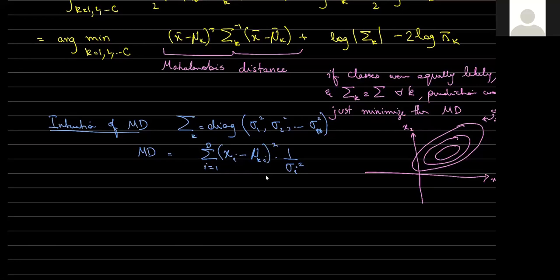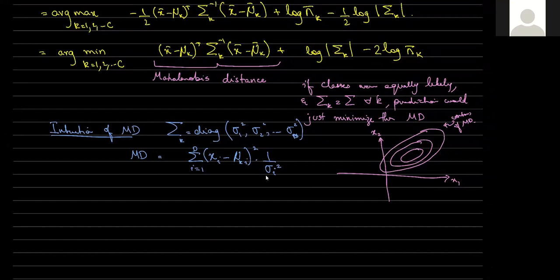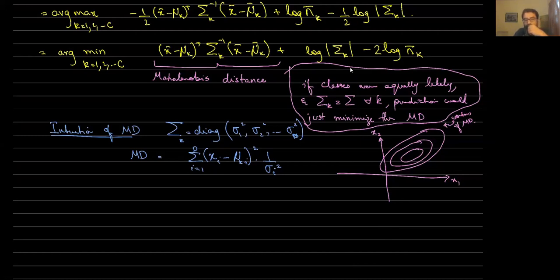Sir, wo ye jo aapne likha hua hai, if classes were equally likely wala, ye sir samajh nahi aayi point. Okay, so I believe what you're referring to is ye jo maine likha, right? If, when I say that these classes were equally likely, if they were not equally likely, this term would have impacted your optimization. Then it would not have been simply the case of just minimizing the Mahalanobis distance because there is an additional term that you need to incorporate.